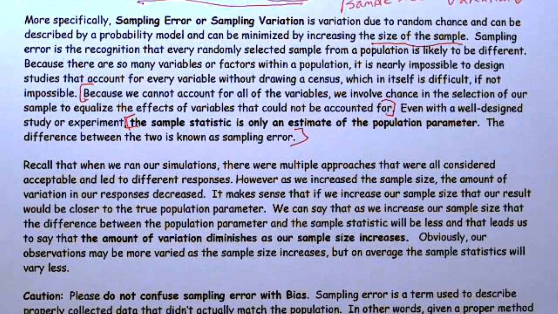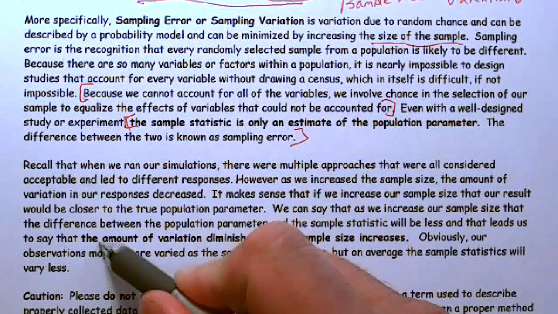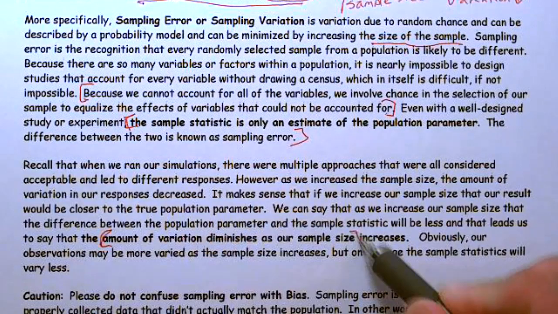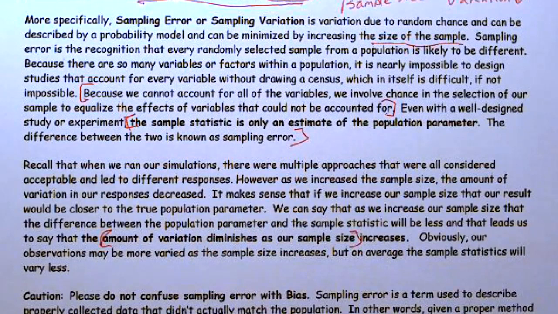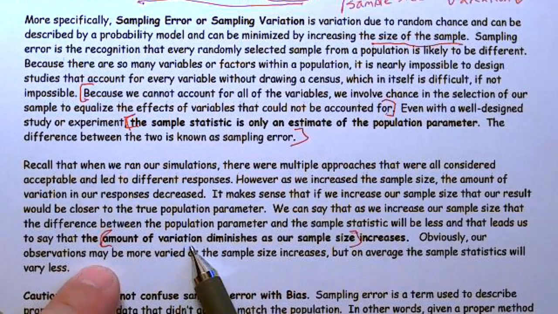So we can say that as we increase our sample size, the difference between the population parameter and the sample statistic will be less. And that leads us to say that the amount of variation diminishes as our sample size increases. And again, that's going to show up over and over again on that multiple choice assignment. Obviously, our observations may be more varied as the sample size increases, but on average, the sample statistics will vary less, all right? And they will vary less as a percentage. So the amount of variation diminishes as our sample size increases.